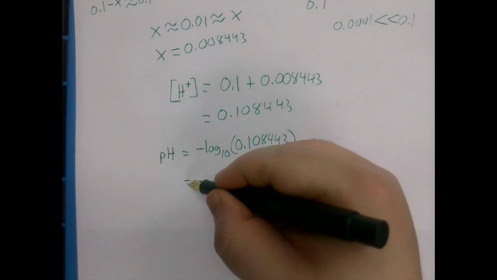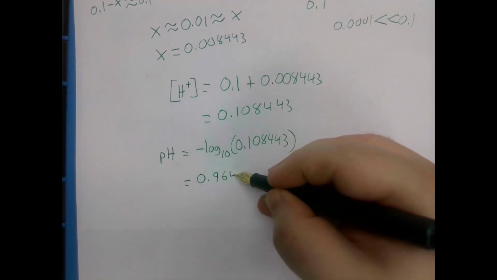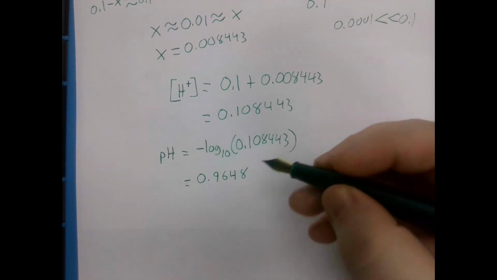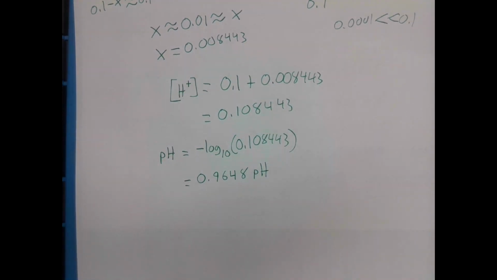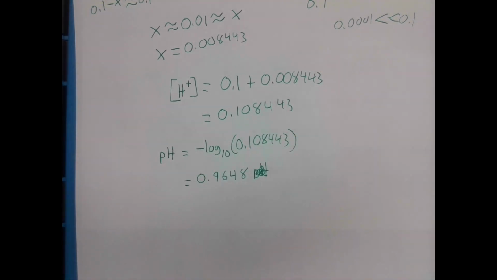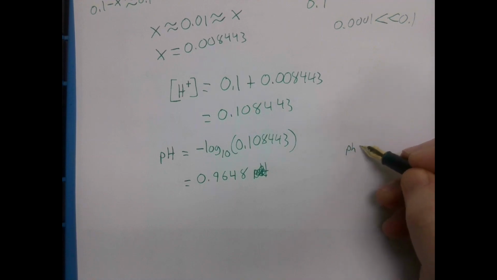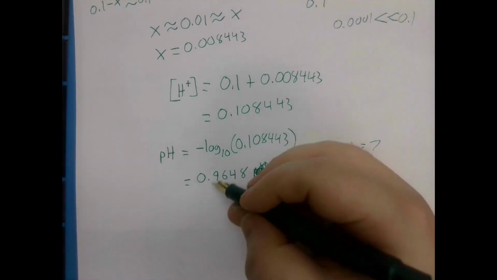Which I get a pH of 0.9648. I guess pH really doesn't have units. I always like putting pH as a unit just because I don't really like naked numbers. But pH is technically unitless. You'd say something has a pH of 7, and 7 has no number or unit beside it. So this is very acidic.